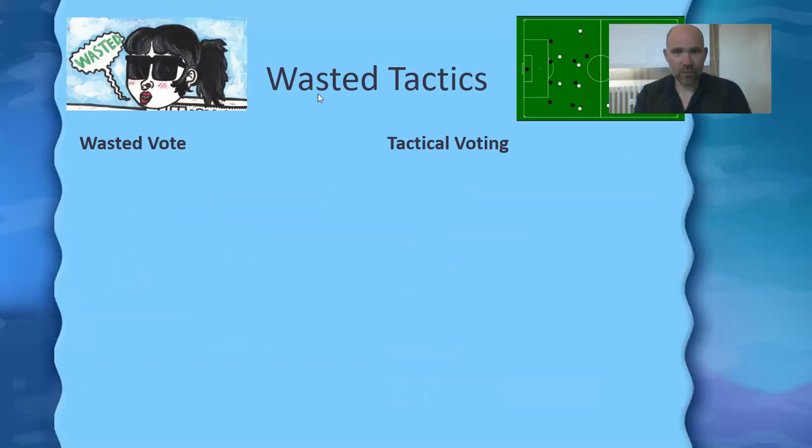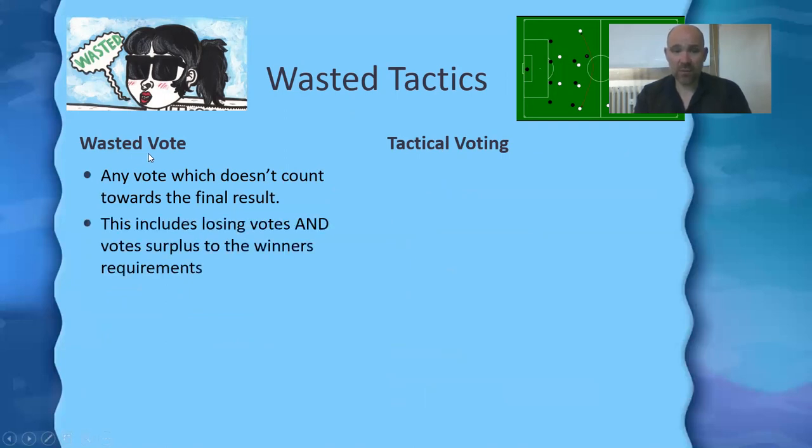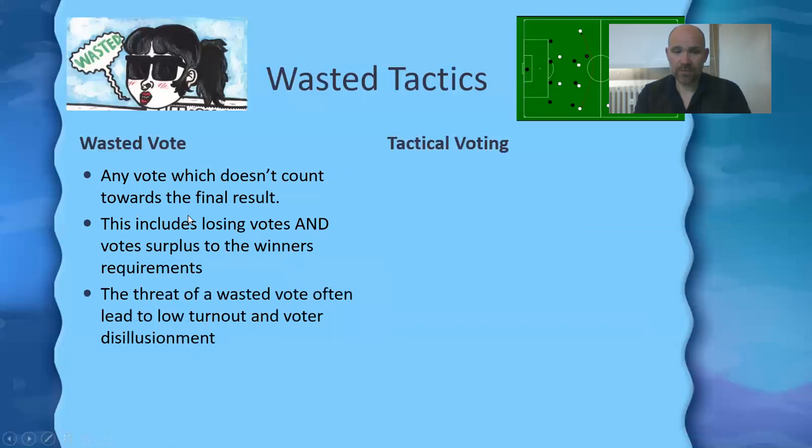Two more key terms for you: wasted vote and tactical voting. We've already addressed these two terms, but I want to go into them in a little bit more detail because they're important when you understand some of the features of our system. A wasted vote is any vote which doesn't count towards the final result. This includes losing votes and, as I explained previously, votes surplus to the winner's requirements. The threat of a wasted vote often leads to low turnout and voter disillusionment.